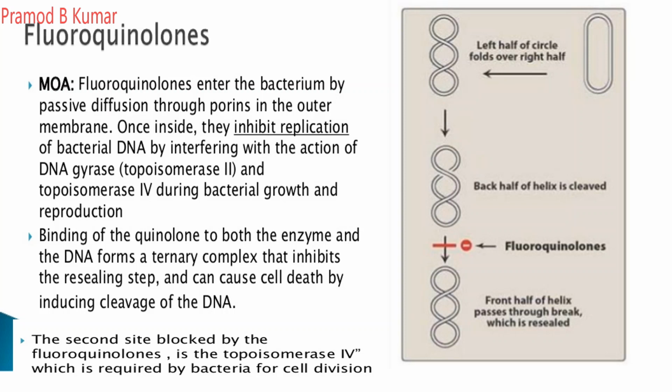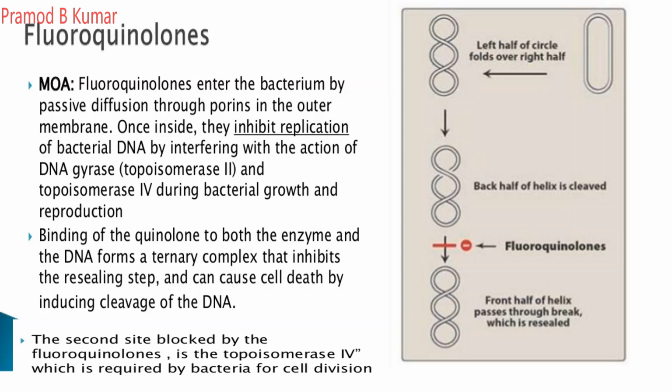This is done by the topoisomerase 4 enzyme. This is blocked when the fluoroquinolones combine with the DNA topoisomerase complex formed within the cell. This inhibits cell division and thus inhibits the growth of the microorganism, leading to cleavage of the DNA. This is how fluoroquinolones act. Moreover, they bind with the topoisomerase 4 enzyme, which is required for cell division. So this is the mechanism of action of fluoroquinolones.